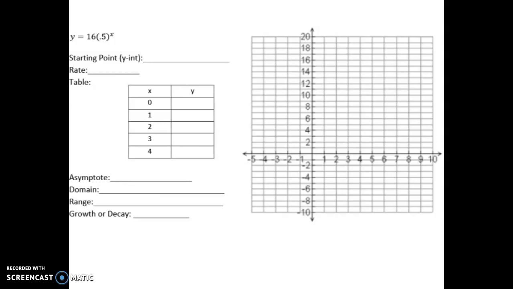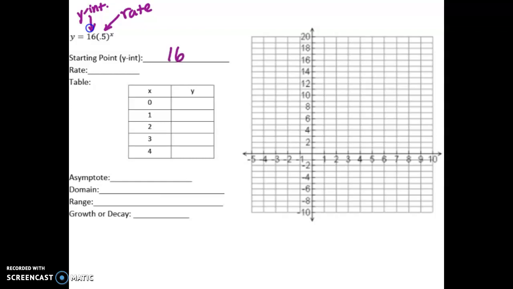Alright guys, let's take a look at how to graph an exponential function given the equation and how to identify some of those key features. They're really important things you need to know about that graph. Looking at the equation here, the 16 is our y-intercept, and the 0.5 is our rate at which we are growing or decaying. So when it asks for your starting point or y-intercept, it's talking about the 16.